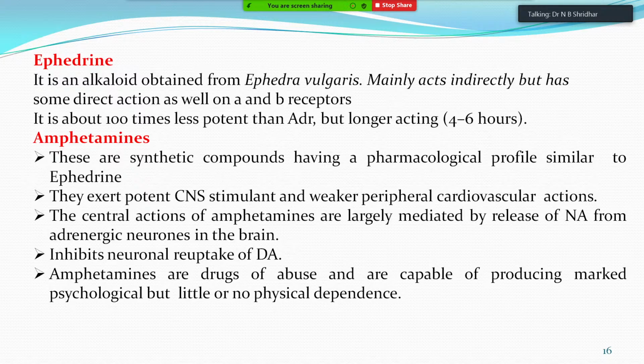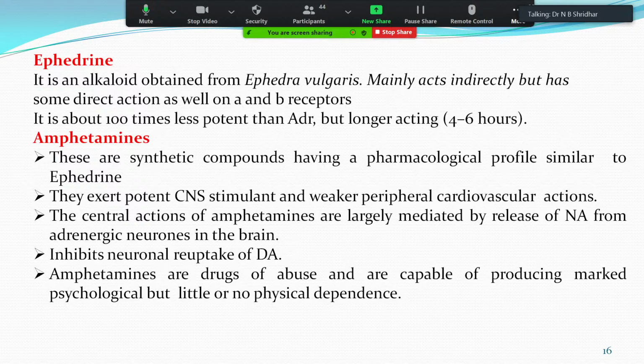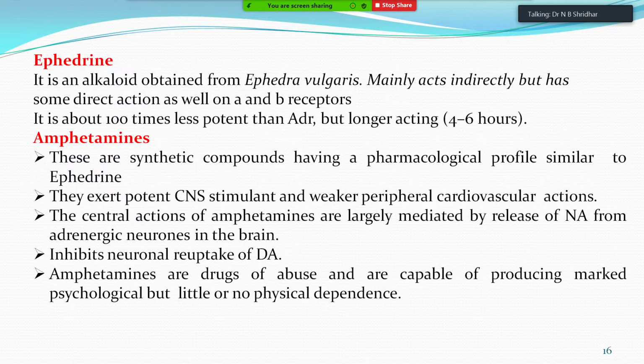And ephedrine is a very specific bronchodilator which is going to act on the beta 2 type of receptors, and it is an alkaloid. Ephedrine, amphetamine and tyramine: among these, ephedrine is an alkaloid obtained from the plant Ephedra vulgaris. Please remember this, it is plant originated, and nowadays synthetic drugs are also available. It mainly acts indirectly, but has some direct action as well on both alpha and beta receptors.